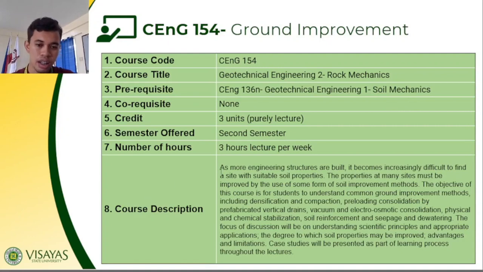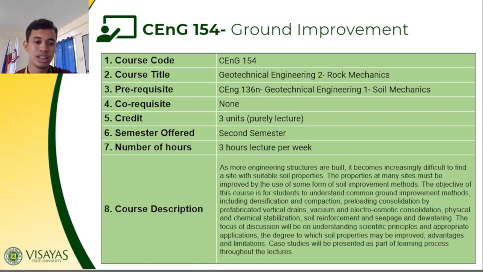So, as more engineering structures are built, it becomes increasingly difficult to find a site with suitable soil properties. So the properties at many sites must be improved by the use of some forms of soil improvement methods. So the objective of this course is for you to understand the common ground improvement methods, including densification and compaction. It also includes the preloading consolidation by prefabricated vertical drains, vacuum and electroosmotic consolidation, physical and chemical stabilization, soil reinforcement, and seepage and dewatering.